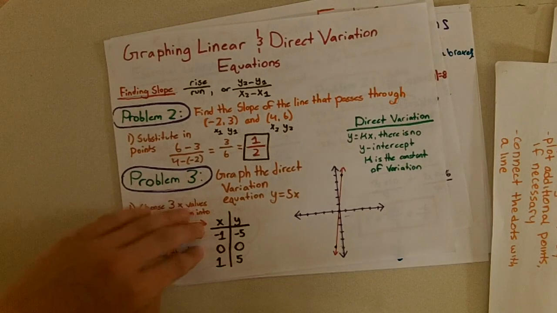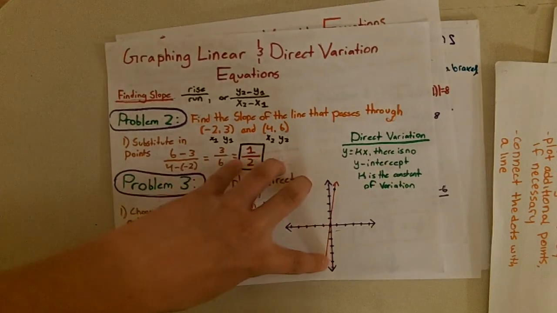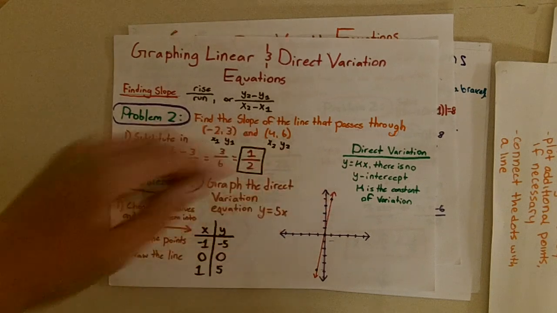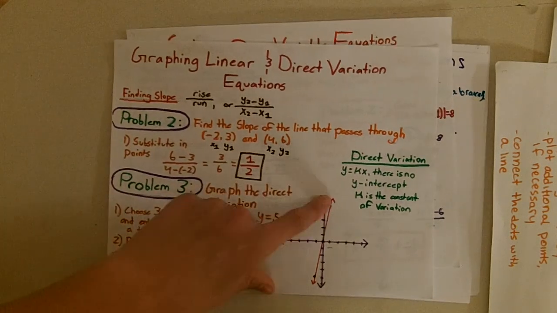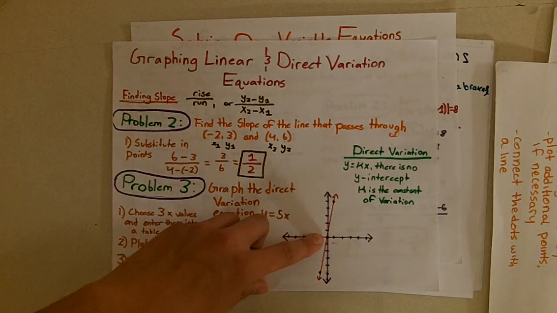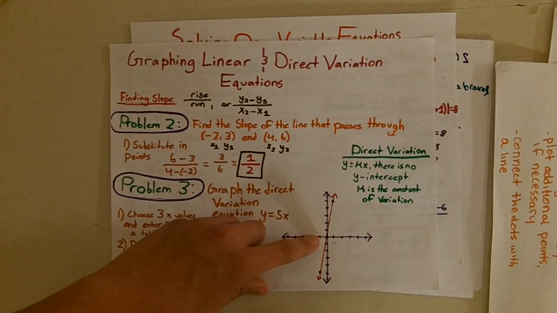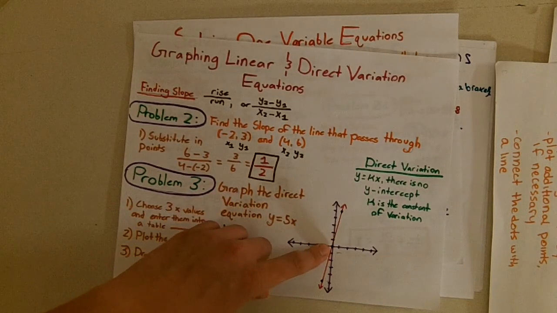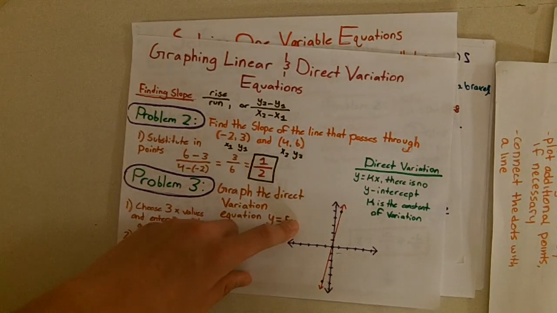Next, we want to plot our points here. So -1, -5, 0, 0, and 1, 5, as I've done. Next, draw a line connecting the points and put arrows on either end. As you can see, this graph passes through the point 0, 0. All direct variation equations will pass through the point 0, 0 because there is no y-intercept.